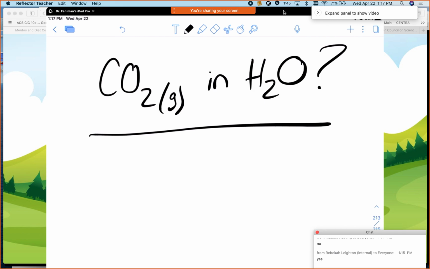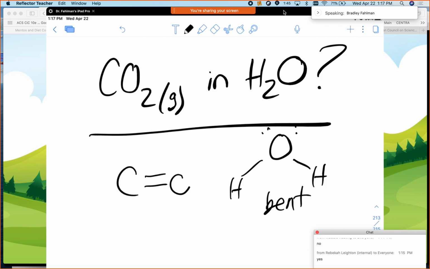So CO2, let me do this one. Water's that Lewis structure, so that's bent. The Lewis structure for CO2, remember, is this. Okay, so that's linear.